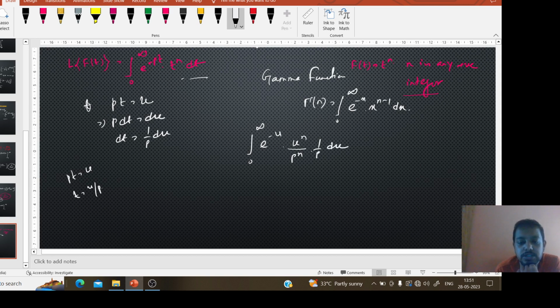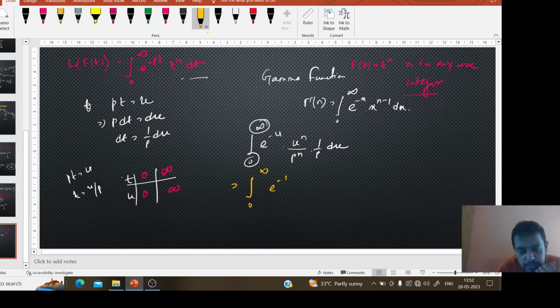So now the question is, how can I put the limit 0 and infinity? See that pt is equal to u, so t and u. So if we consider the limit 0 and infinity for p, it will be 0 and this will be infinity, so the limit will remain the same. So now 0 to infinity, e to the power minus u into u to the power n divided by p to the power n plus 1 du.